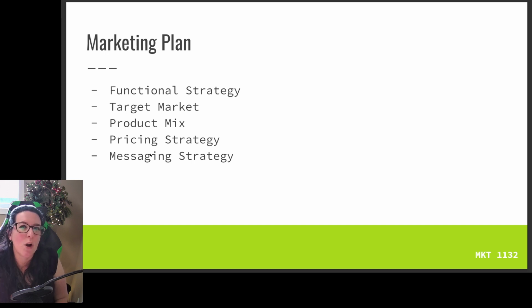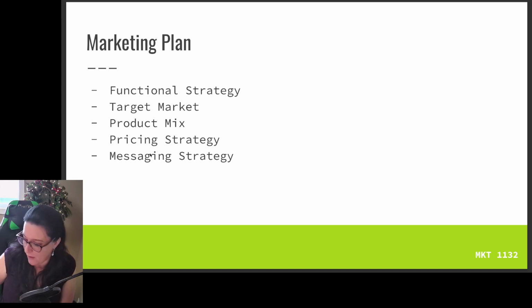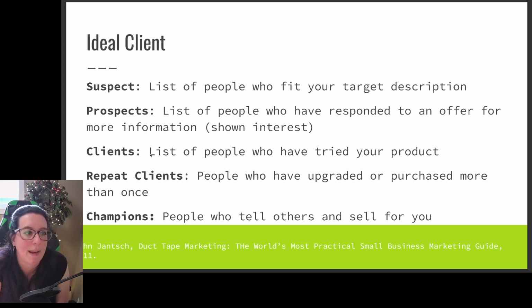We need to look at who our target market is. So we need to understand who the ideal client is. We need to understand our product mix. What kind of different goods or services are we going to offer? What is our pricing strategy? And then what is going to be our messaging strategy? So how are we going to promote and educate people about our products? So let's start with the ideal client.